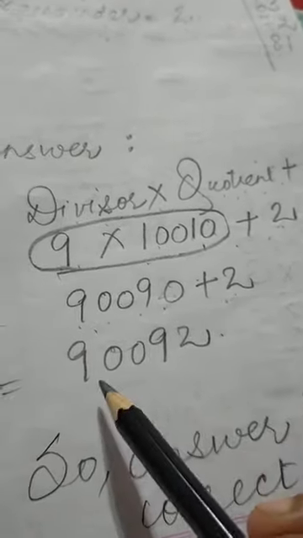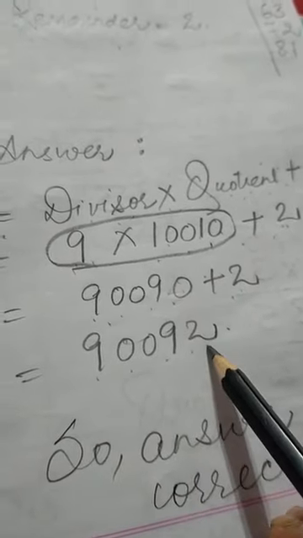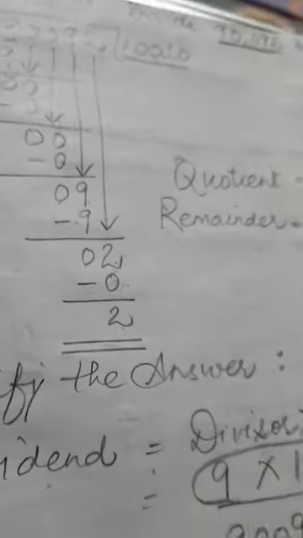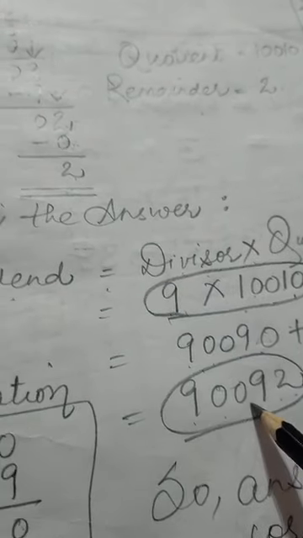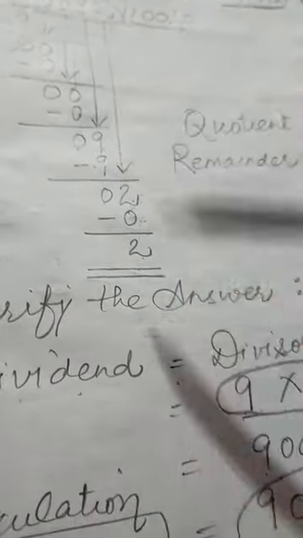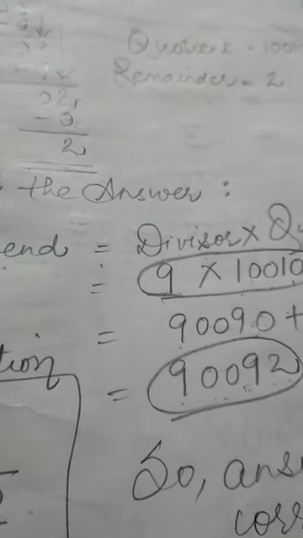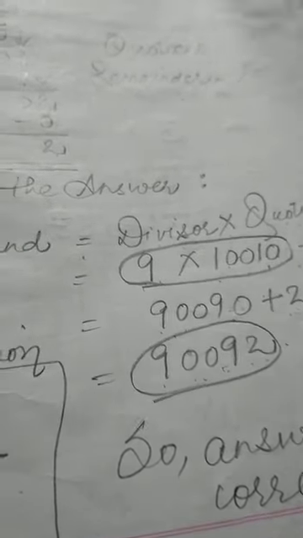When we add, we will get 90,092. As you can see in our question, the dividend that is given to us is 90,092. After doing this calculation, we got the dividend. As it was already given in the statement, both are matching, which means our division is correct. So our answer is correct.